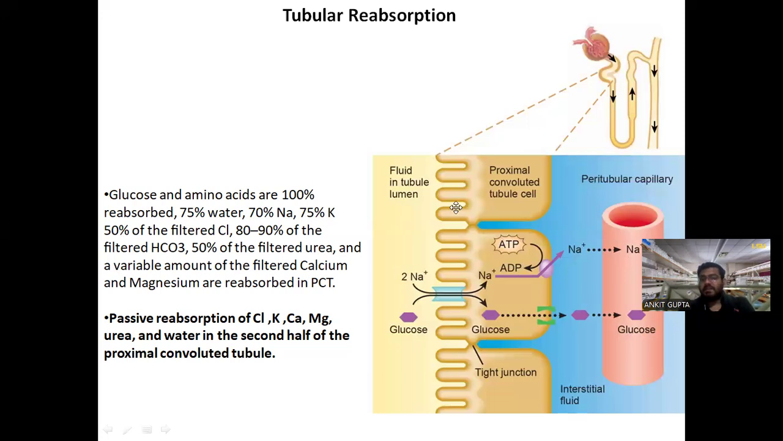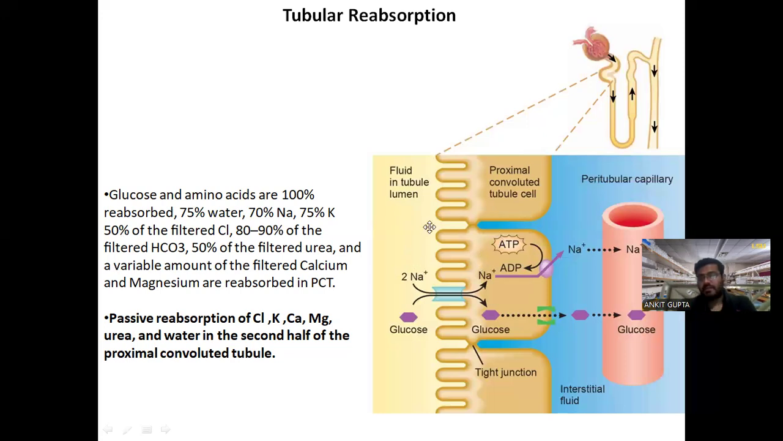So in the PCT, glucose and amino acids are 100% reabsorbed. 75% of water is reabsorbed. Sodium is 70% reabsorbed and potassium is 75% reabsorbed. 50% of the filtered chloride, 80 to 90% of the filtered SO3 ions, and 50% of the filtered urea, and variable amounts of different ions like calcium and magnesium are reabsorbed.